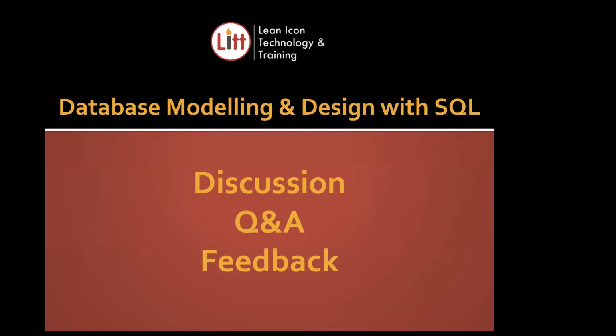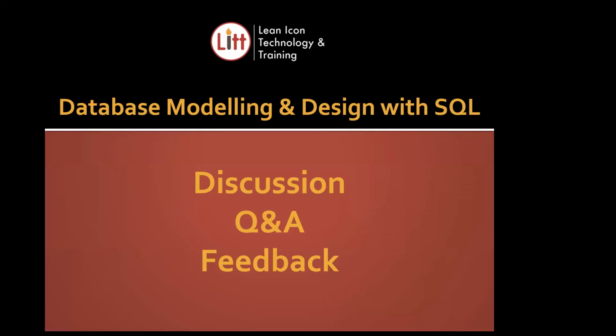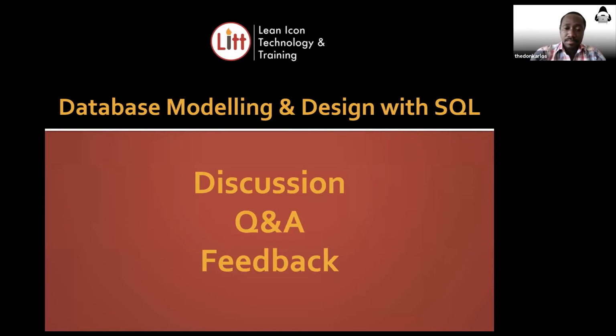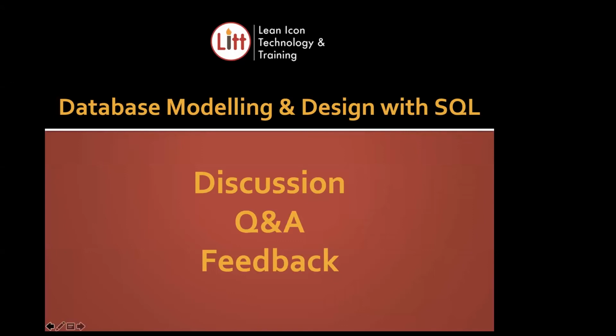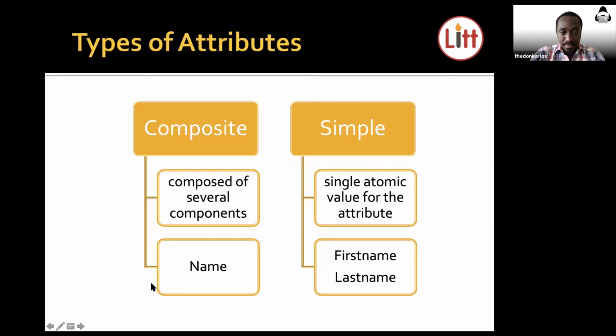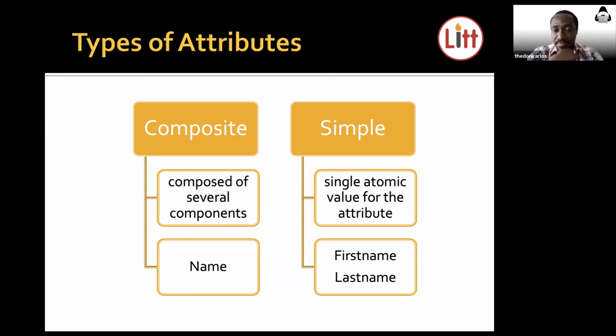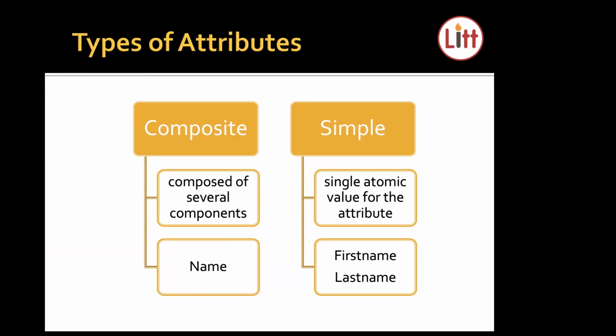But I've got a question here. When you were talking about the types of the attributes, the composite and the simple, on the slide you presented, for composite, you said it's composed of several components, and you gave an example like name, you could have first name, last name. And then for simple, you said it has to be single, atomic values for the attribute. And then you said example, first name, last name, but if it's simple, it's supposed to be a single, why would it be first name and last name?